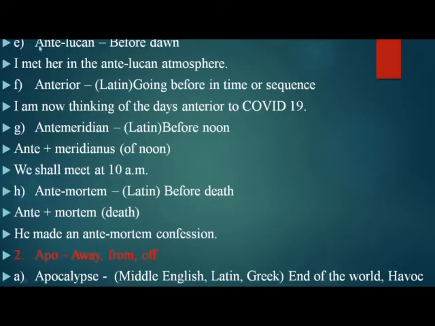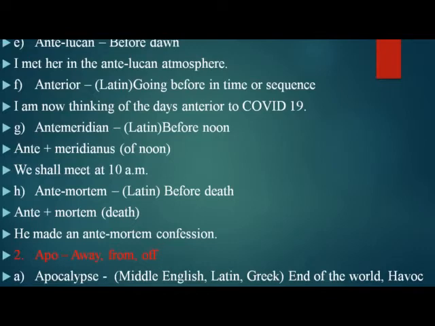Now we have antilucan, which means before dawn. So quite simple. We don't have any origin or root here, such that from which origin it is, whether Latin or French. We don't have any such keys here. So the sentence is, I met her in the antilucan atmosphere. That means it was before dawn, early morning we can say.